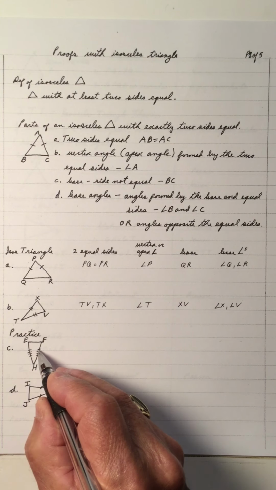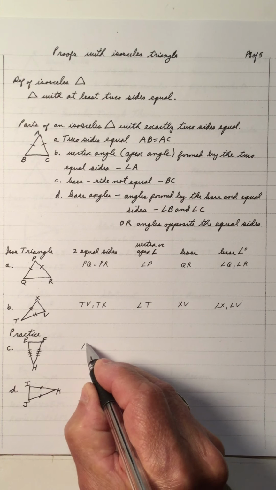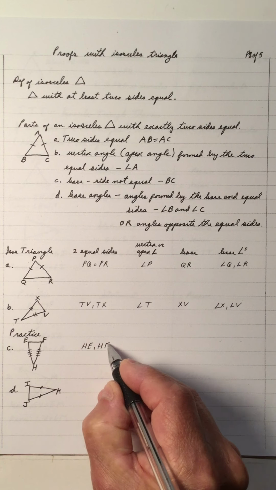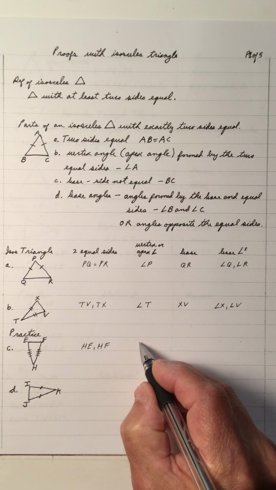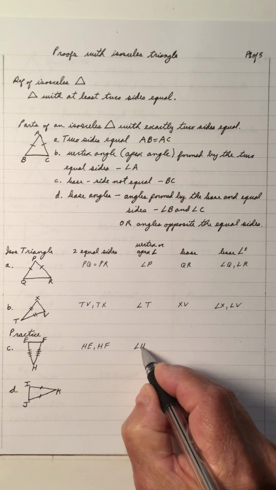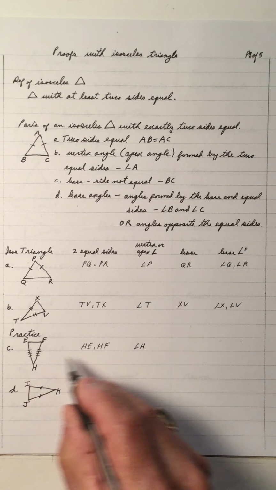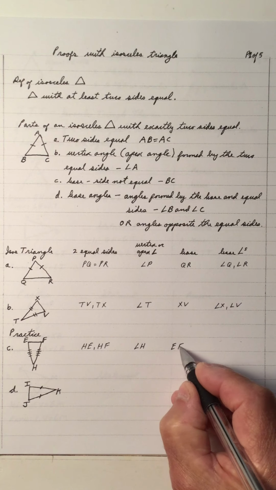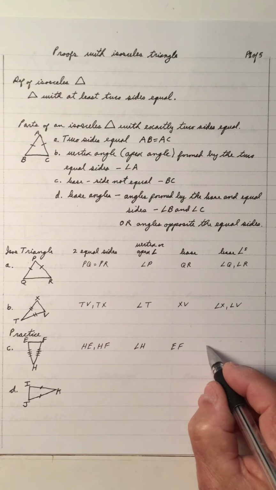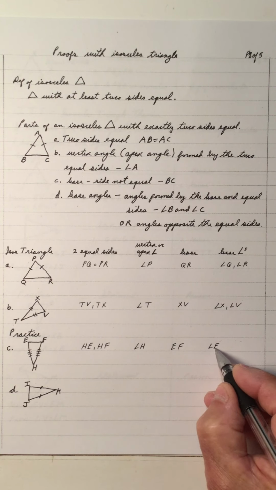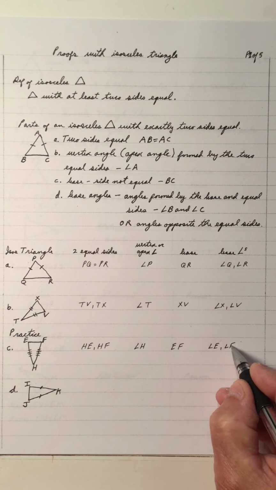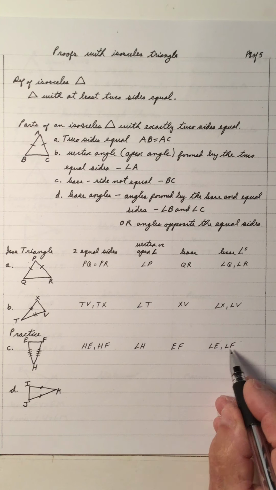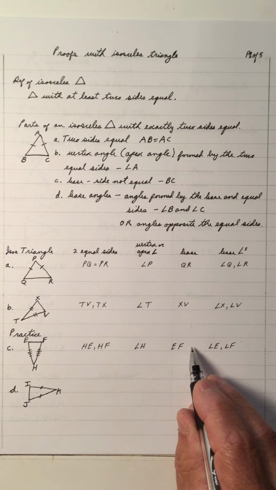These sides are marked with four strokes each, so the equal sides are HE and HF. The vertex or apex angle is angle H. That's the angle formed by the two equal sides. The base is EF. And the base angles are angle E and angle F, base angles. Notice the base angles E and F, and EF is the base.